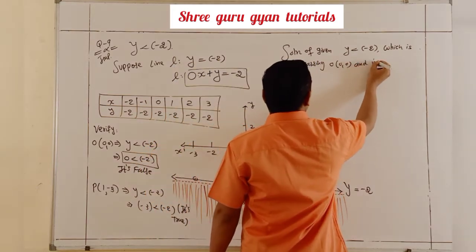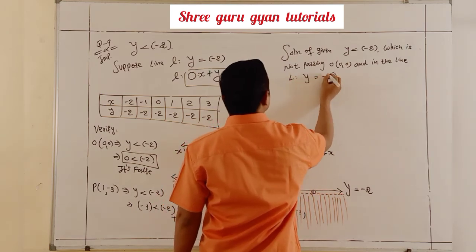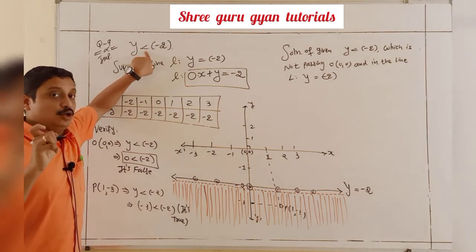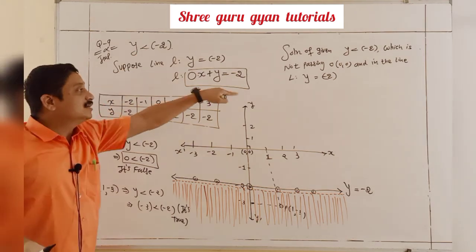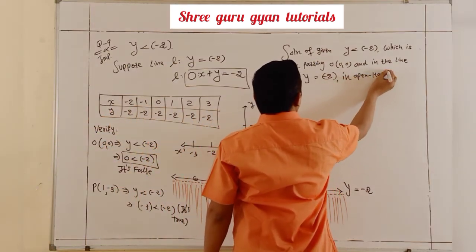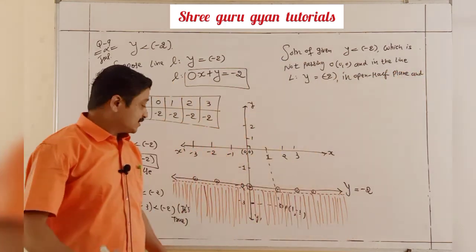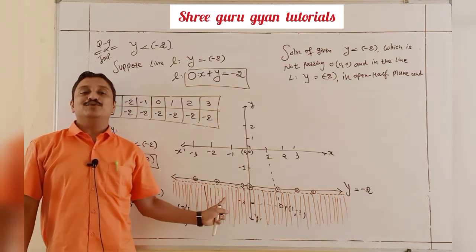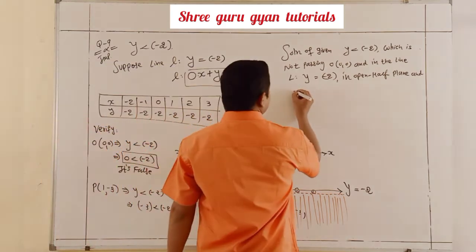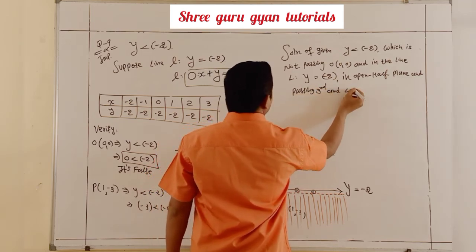In the line L, y is equal to -2, in open half plane or closed half plane? Less than only means open half plane. So in y is equal to -2, in open half plane. And now which quadrant is it passing through? 3rd and 4th. The answer does not belong in the 1st and 2nd. Yes, passing through 3rd and 4th quadrant.